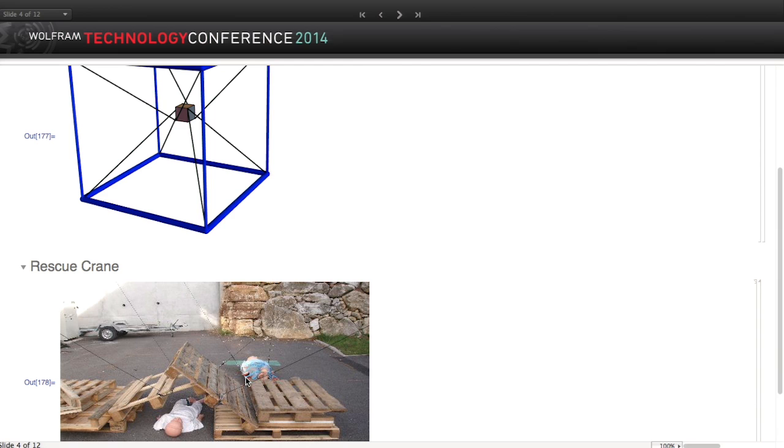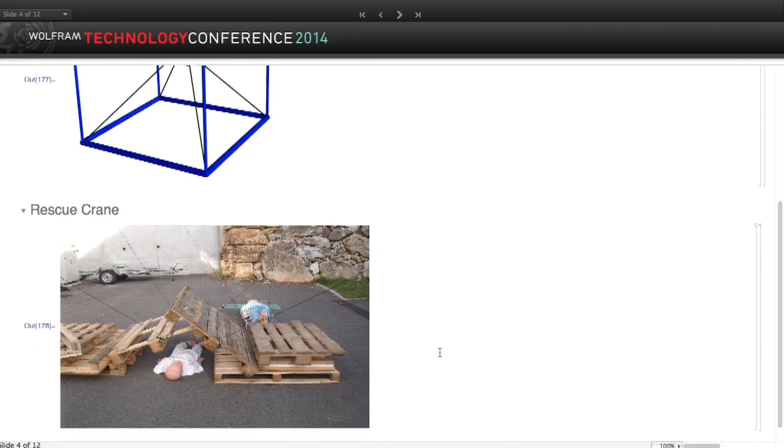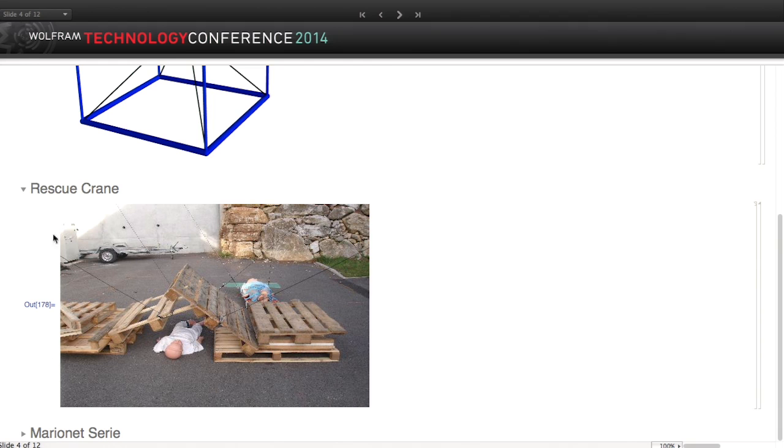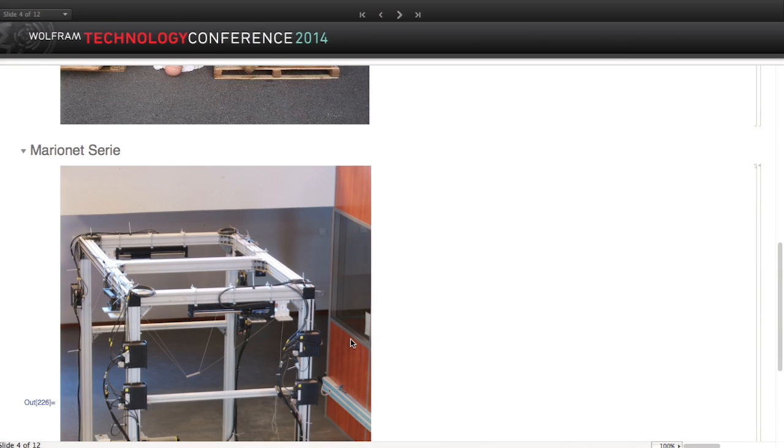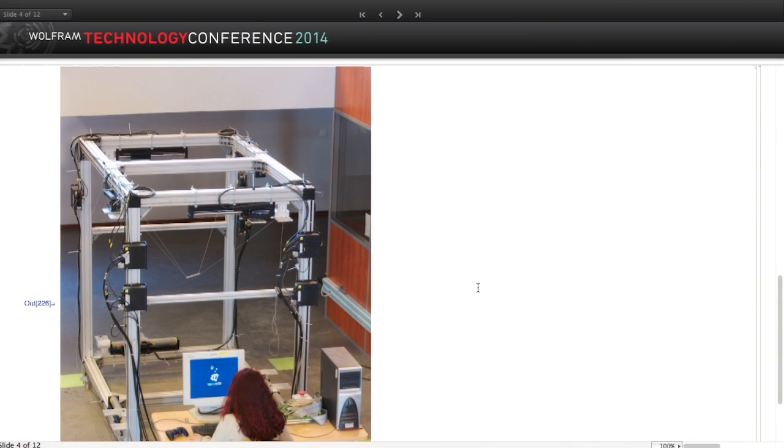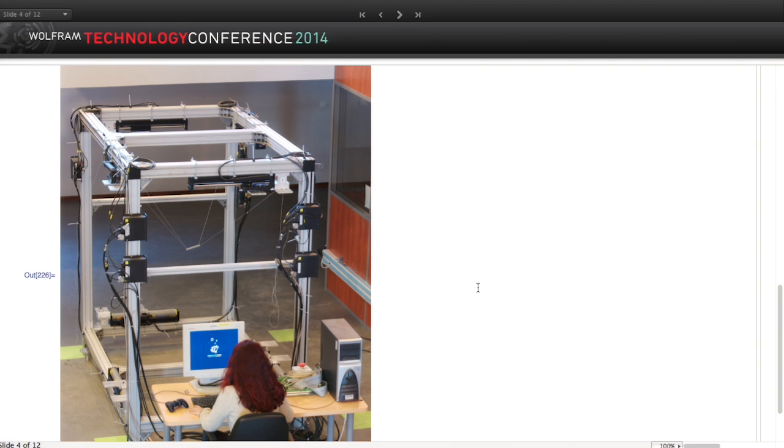And we can also use these things to try to escape a guy or remove some object without taking any risk. So that was one of the experiments we have done. And we also have a series of smaller robots, whose name is Marionette because it's moved by cable. So this one is the first one.